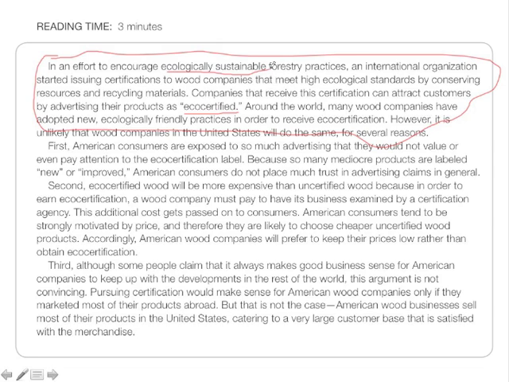So notice how in our topic statement, we summarize some of this information to at least help frame the argument. That's going to be important.